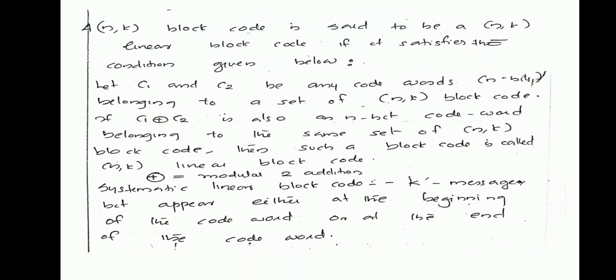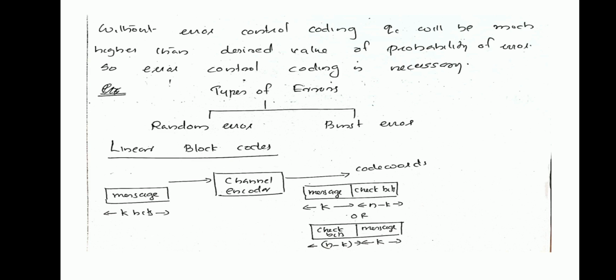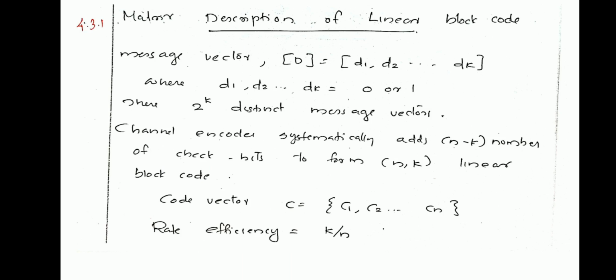Now, how do we represent modulo 2 addition? The modulo 2 addition symbol is a plus symbol in a circle. For binary 0 and 1, modulo 2 addition is the XOR operation. A systematic linear block code means the k message bits appear either at the beginning of the code word or at the end of the code word, as seen in this figure. That is called a systematic block code. Otherwise it is called a non-systematic block code. So that is the linear block code.